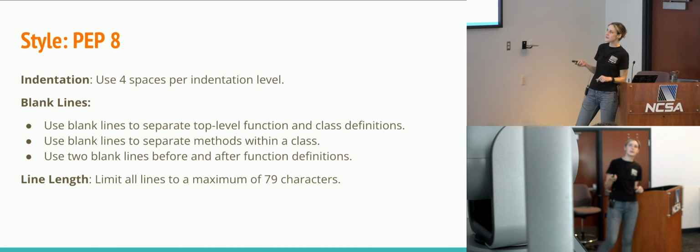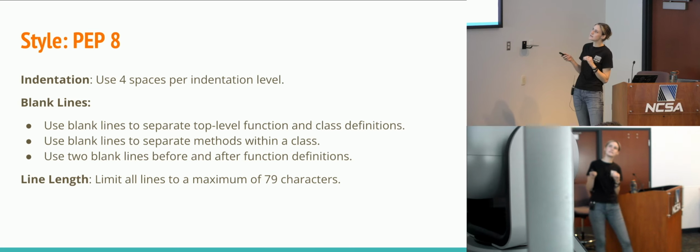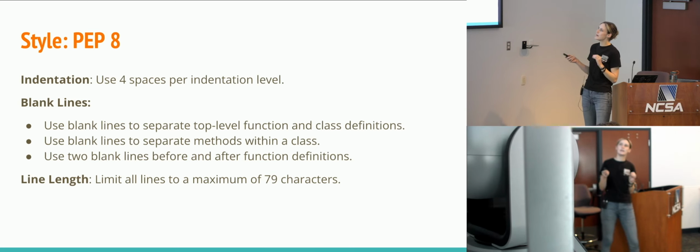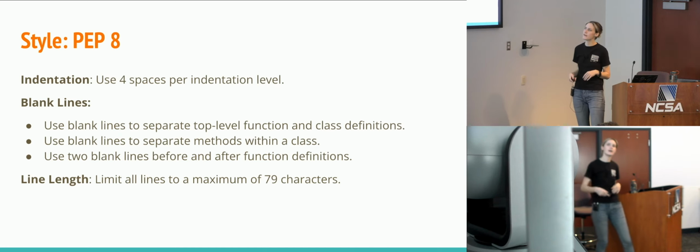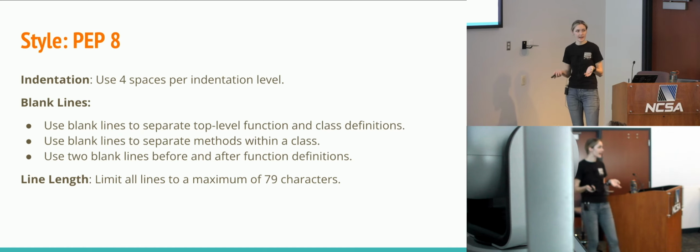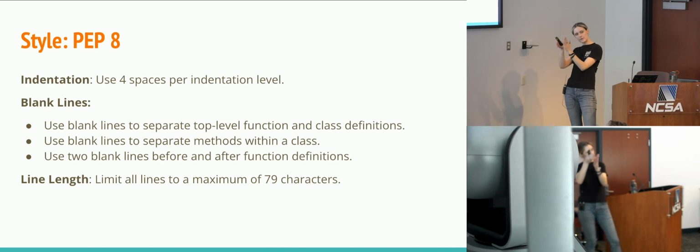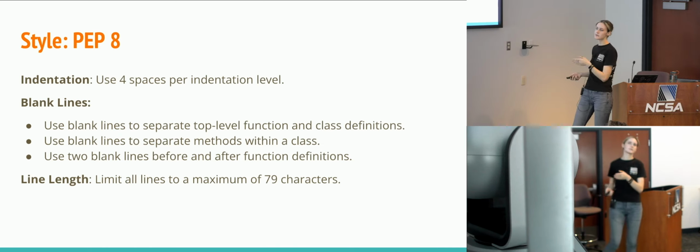We'll want to use blank lines. We have 2 blank lines before and after function definitions, and otherwise, just try to keep it to 1 so you aren't having to scroll forever. The line length should be a maximum of 79. In your code editor, you can often set up a ruler with a little vertical line at 80 so you can see when you're going over. And of course, take this with a grain of salt.